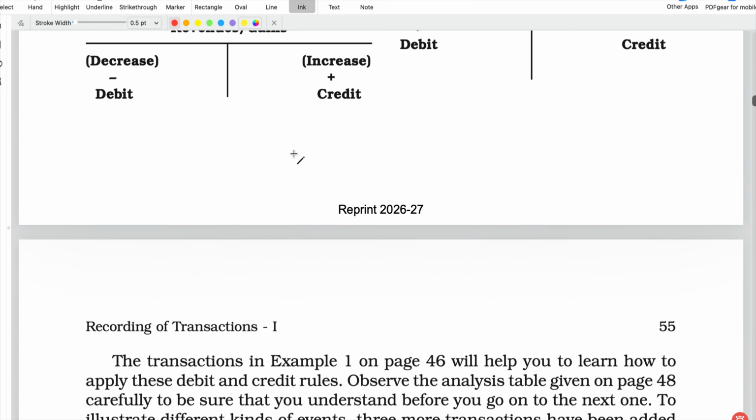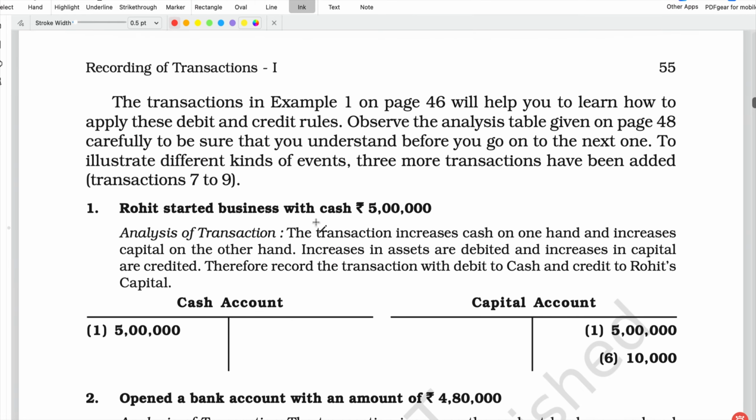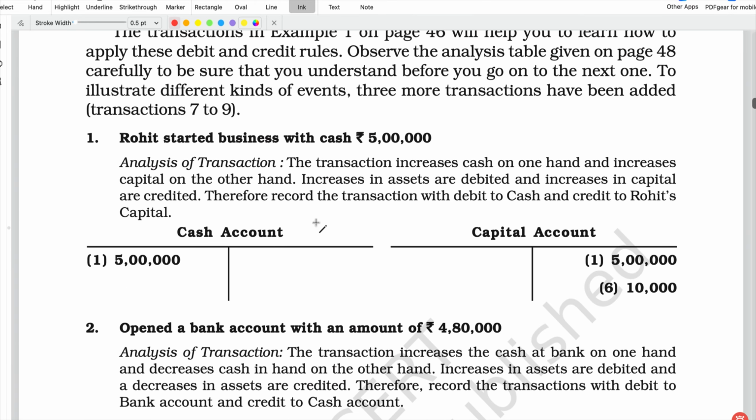Okay, now we'll just see this example problem, and then once you get a fair understanding, we'll do the numerical problem that is given in the end of the chapter.